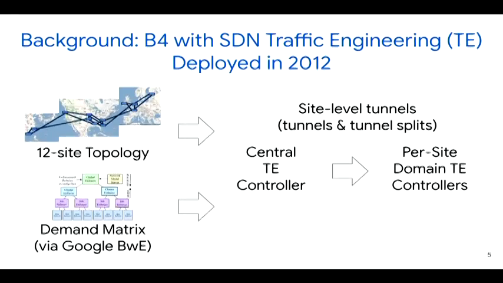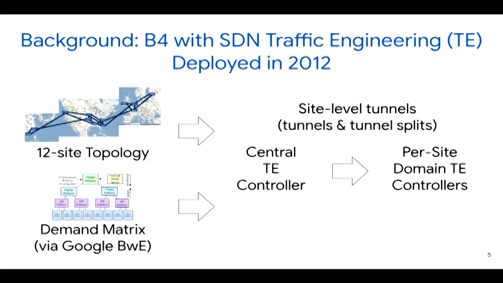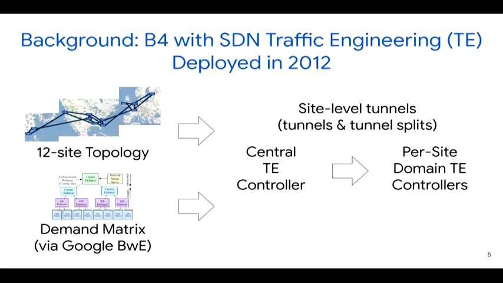So just to give a quick background on our first generation B4, this is basically a simple design that runs 2 layers of network traffic engineering controller. At the top layer, we have a logically centralized controller, which takes the site-level topology and all-pair demand matrix, again at site-pair level, as input, and calculates site-level pathing via IP-in-IP encapsulation. And the tunnels are programmed via a per-site domain controller running within each site.